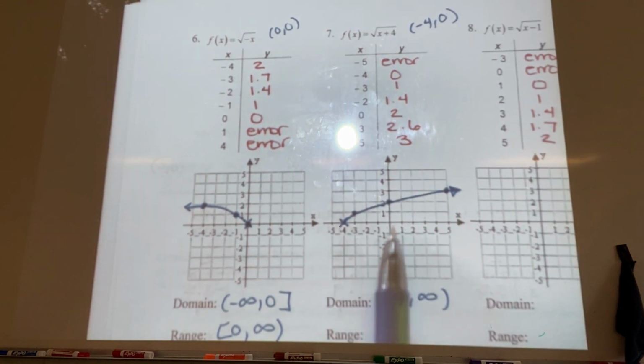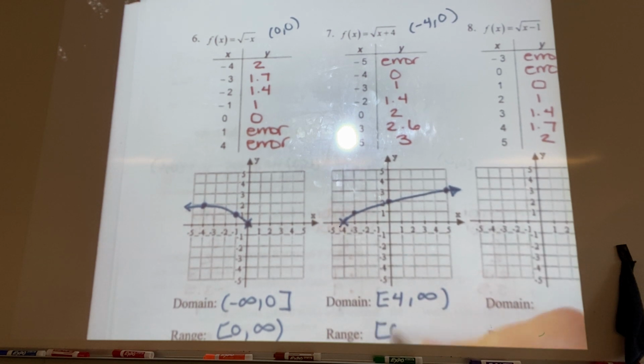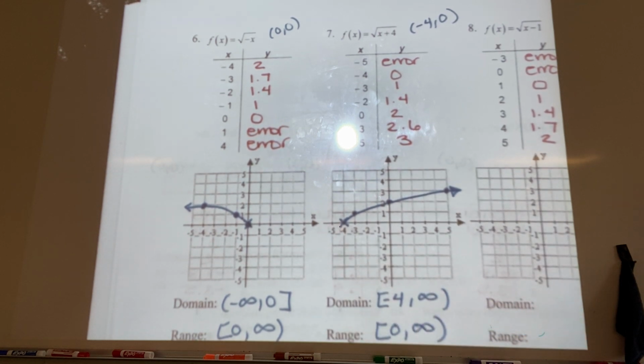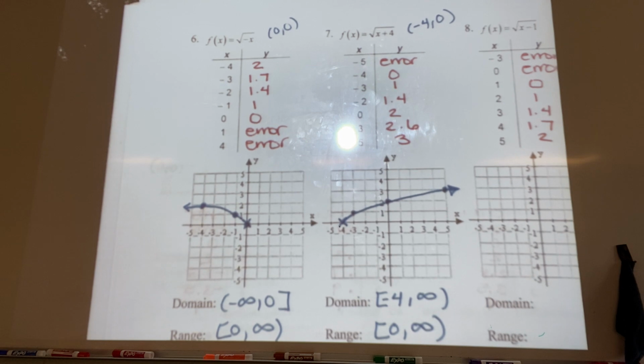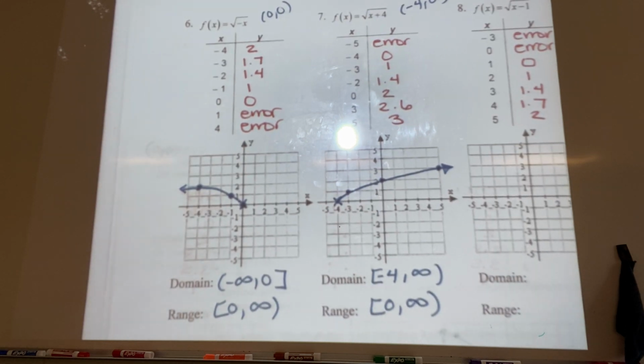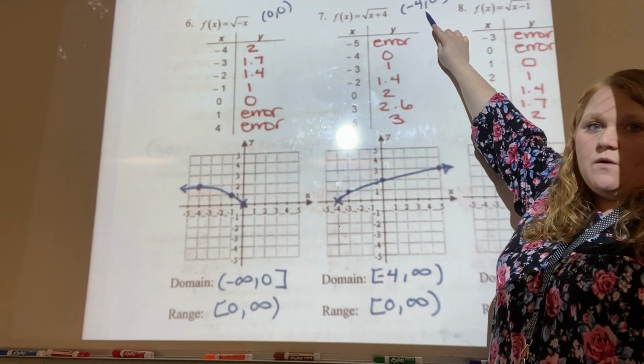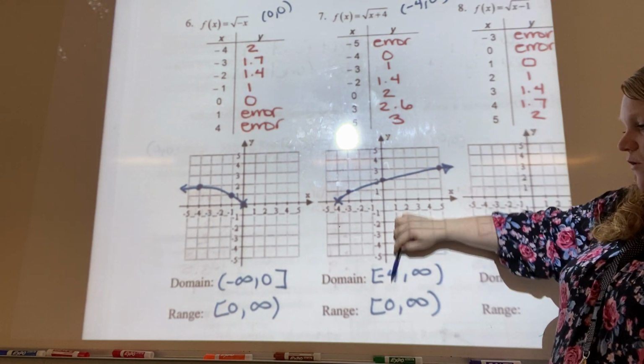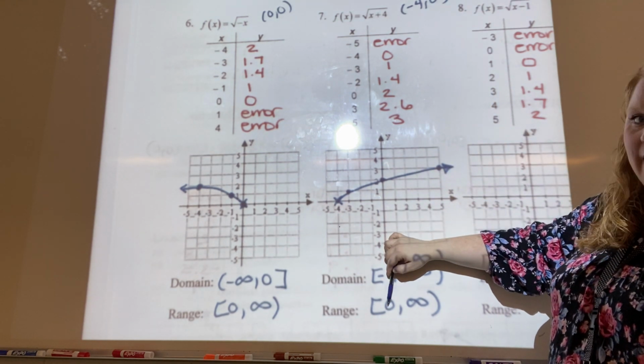My range, how low can it go? 0. How high can it go? Infinity. So again, those values come directly from your pivot point. All right, so -4, 0 was my pivot point. -4, 0 gave me my domain and my range.